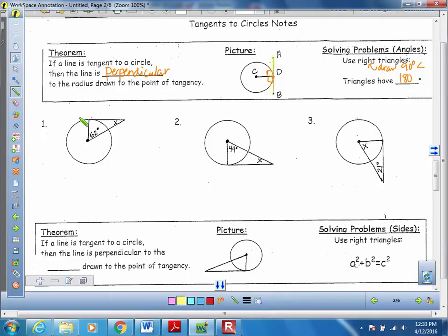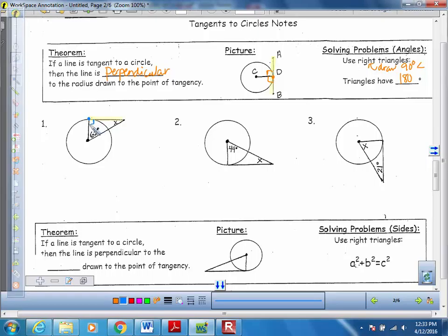In number 1, my tangent line is this line right here because it's where it touches once. So where would my 90-degree angle be? Right here. So how could I find this missing angle when I know this piece is 62 and this piece is 90? 90 plus 62 gives me 152. Then I can subtract that from 180, and that gives me that x is 28 degrees.